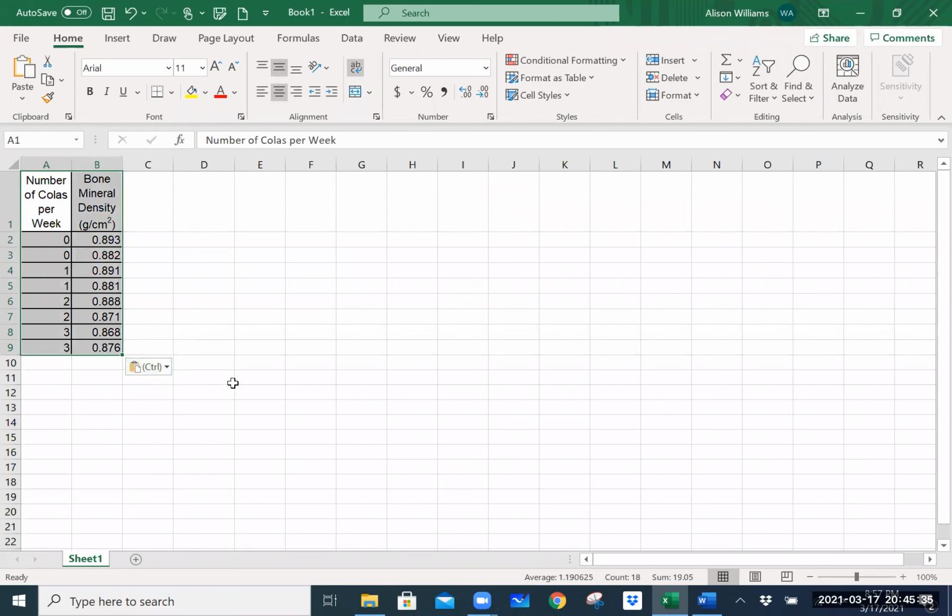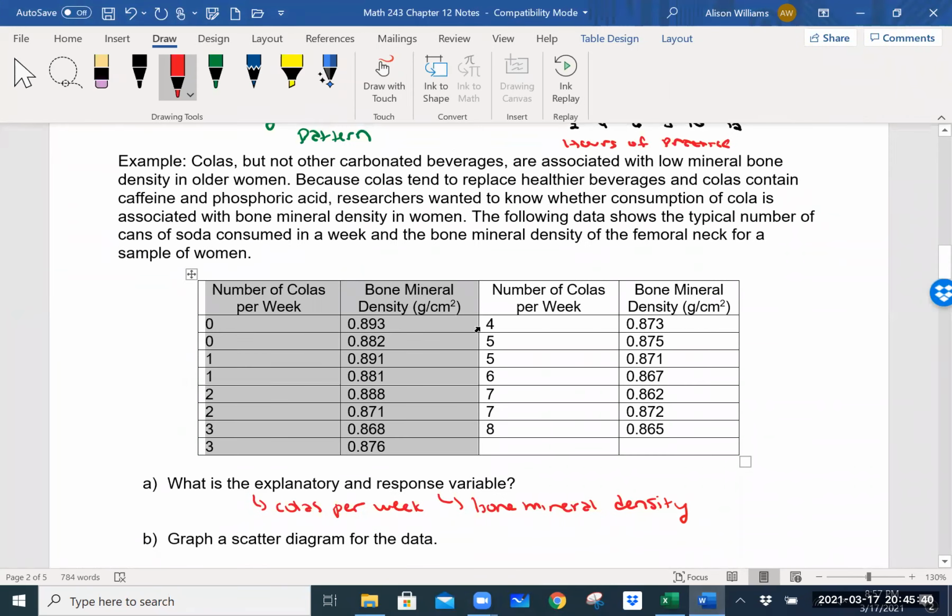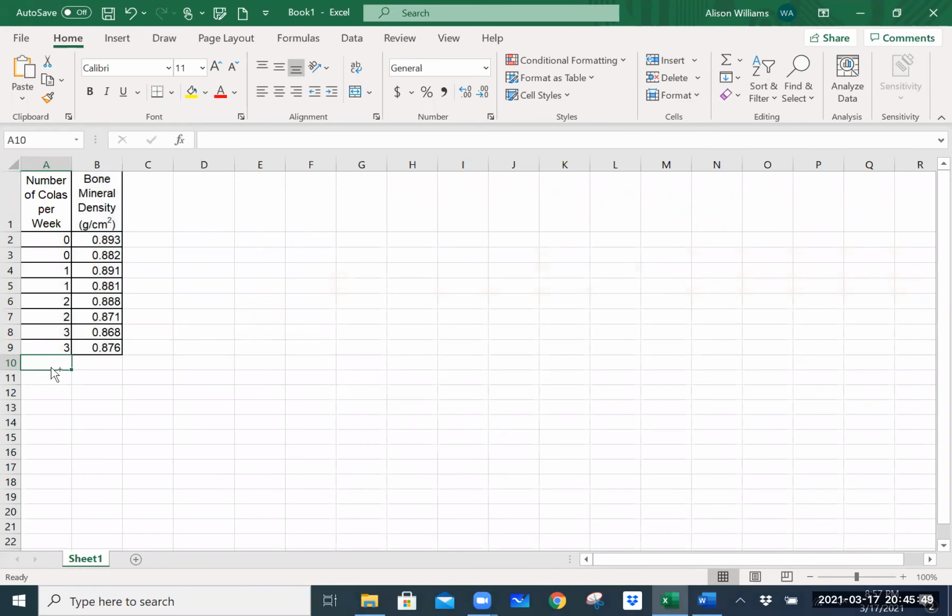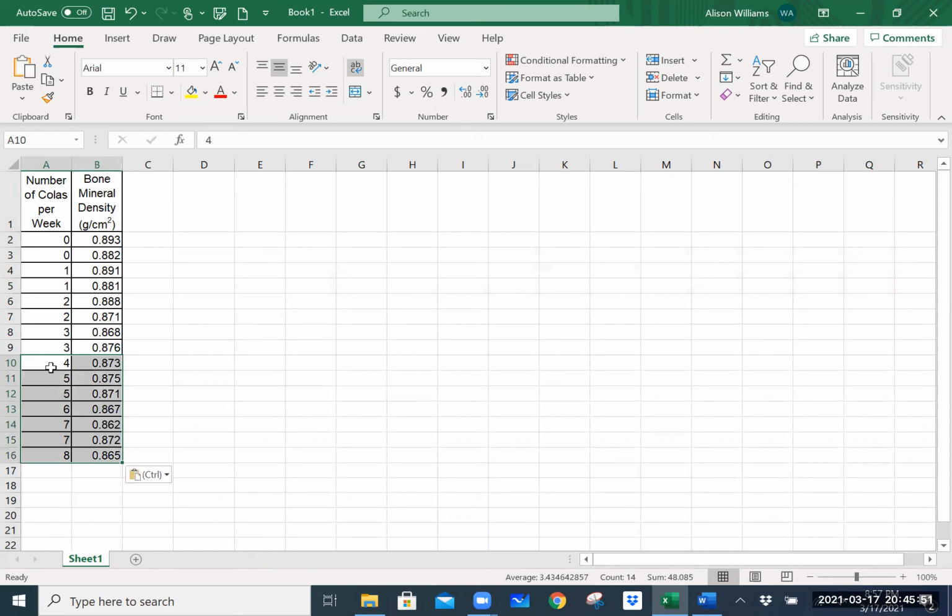All right. And then let me come back here and get the rest of the data, these two columns over here. I don't really need the labels. I just need the data. So I'm going to go ahead and come back here. Okay. And there we go. All right. Sweet. So there is my data.